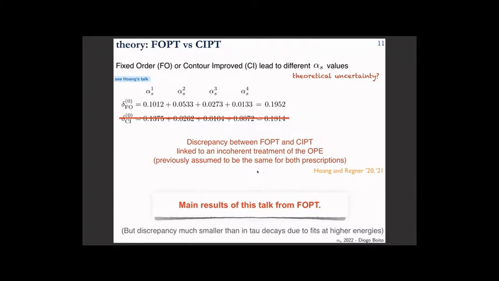I'm going to show results in FOPT and only once in a while say what I would get in CIPT. However, I should make a comment: the discrepancy here is smaller than in tau decays because we are at higher energy. So the difference between the two is smaller here in the e plus e minus.